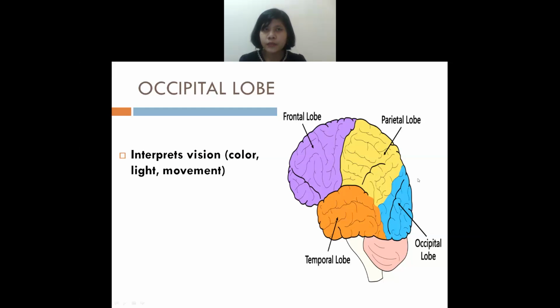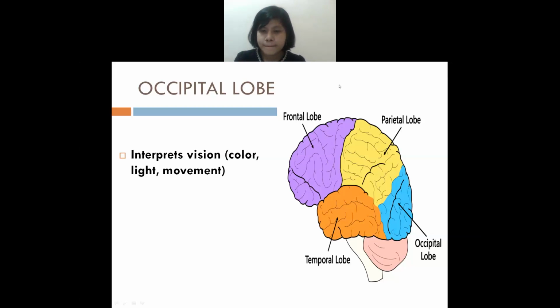And next is light. Light in the sense like whether it's a dark room or whether it's filled with, I mean, it's shiny or sparkly. The occipital lobe will help you in that. Next is interpreting movement, like if a person is dancing or moving around, running here and there, you'll be able to differentiate the movement also because of the occipital lobe. With the help of the occipital lobe you'll be able to differentiate between the colors, the lights, and the movement also.